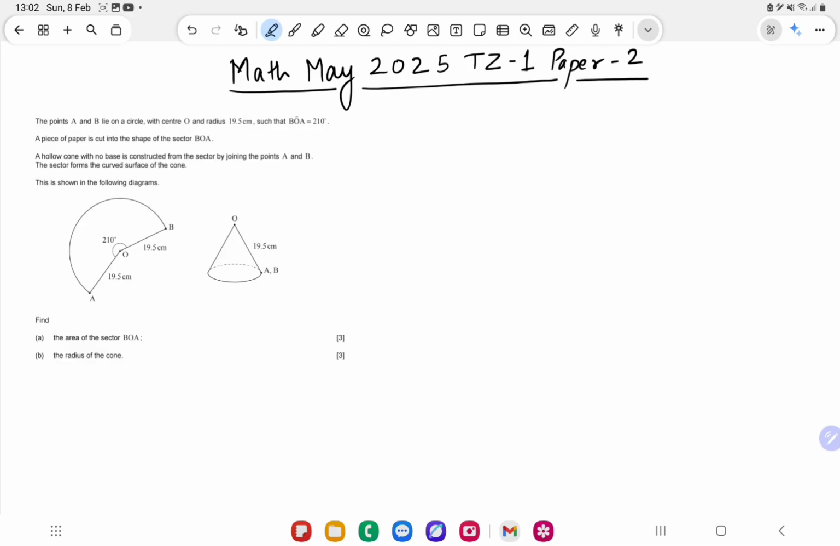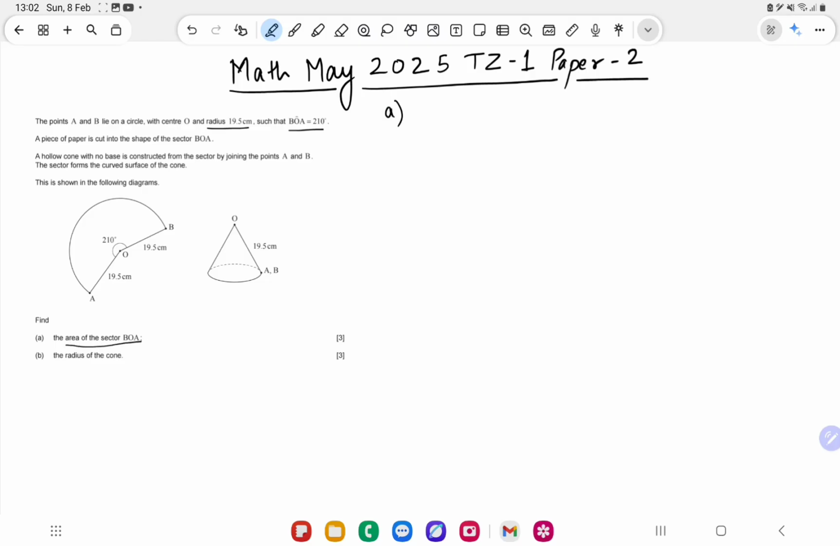It says there are 2 points lying on the circle, and the radius is given to us as 19.5 and the angle is 210. What we have to find out at first is the area of the sector BOA.